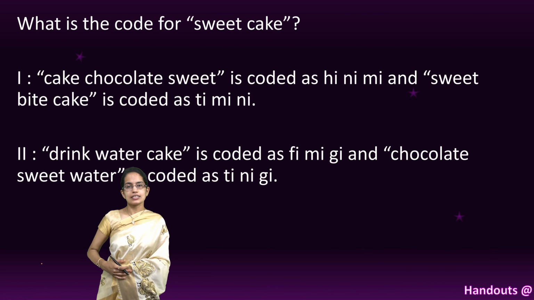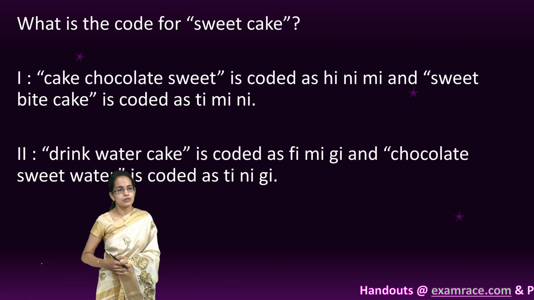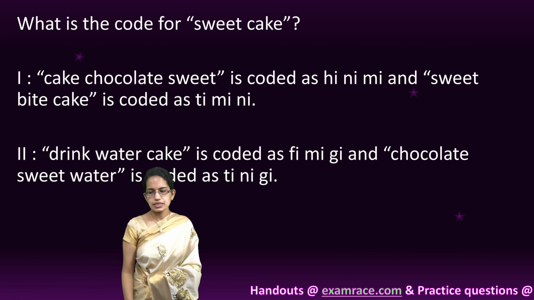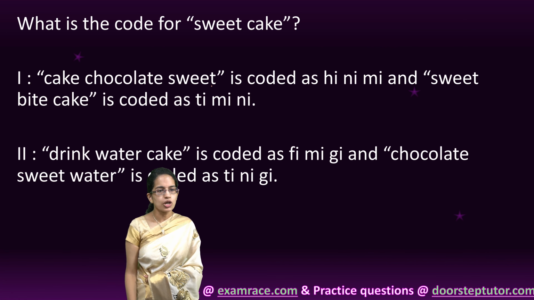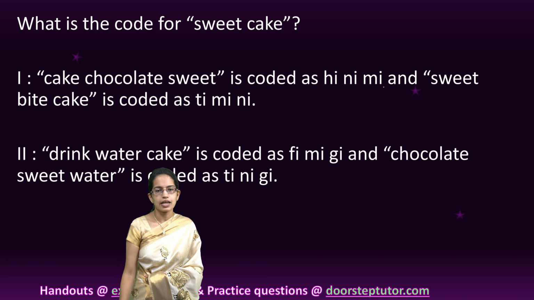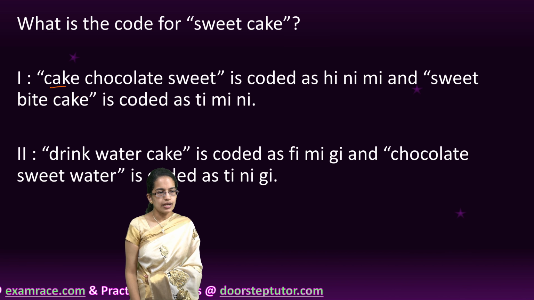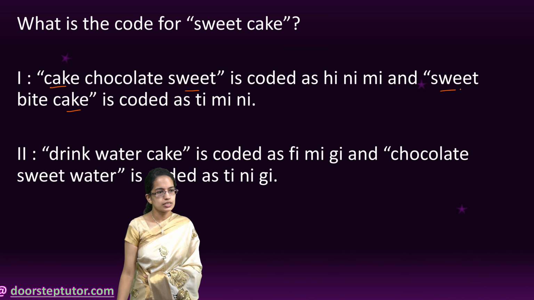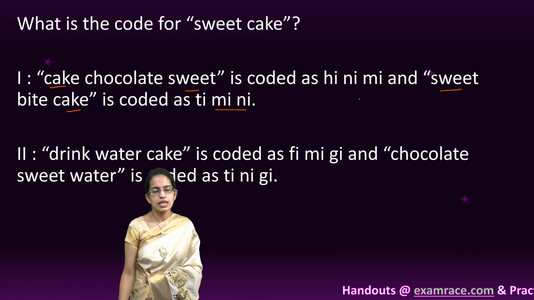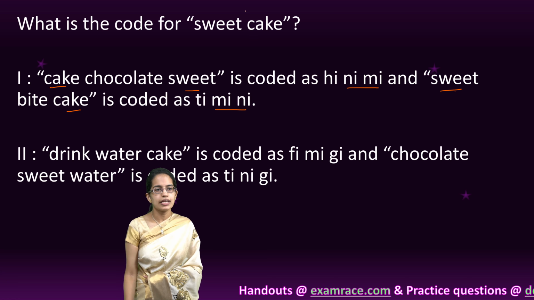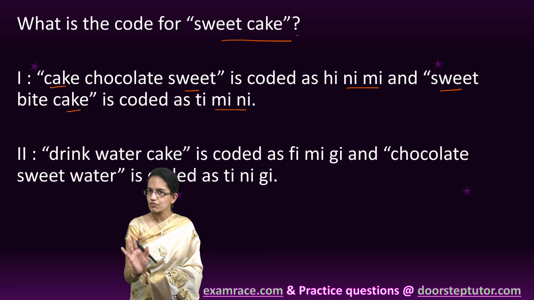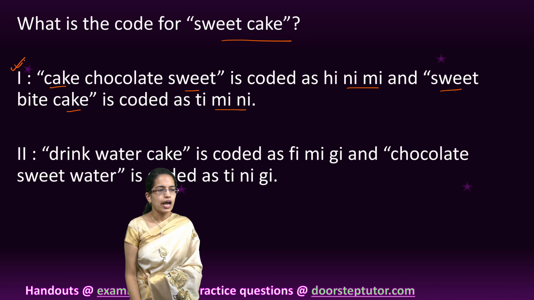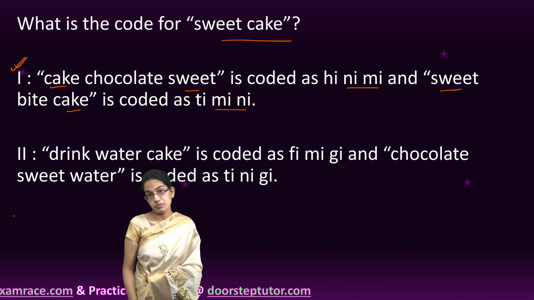Let's take another example where I am talking about a coding decoding problem. So the first statement says cake chocolate sweet is coded as hi, nai, mai. Now cake and cake is here. And sweet is here. Okay, so two of the words sweet and cake are here, and two of the common words that are there are me and ni. So me and ni make sweet cake. That's clear from the first statement alone. I need not go to the second statement, but let me check the second statement.